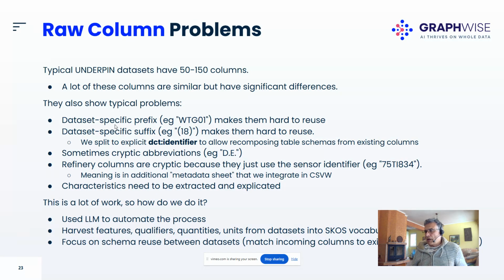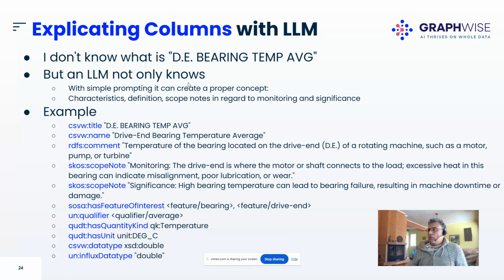So I already described these problems. I won't repeat it again. I'll just say that it's quite a lot of work to explicate some of these bigger datasets with like 150 columns. So we used LLMs to automate the process. Here is an example of this. If you face this column, D bearing temp AVG, it's about bearings and it's about temperature, average temperature. But what is D? I don't know. But ChatGPT was quite confident. It said this is the drive end. So it's a bearing on the drive end of a shaft.